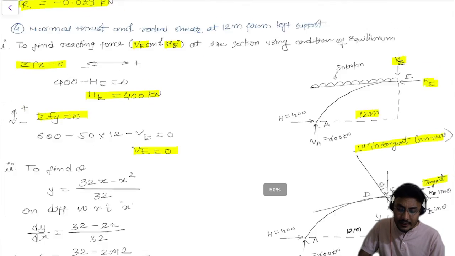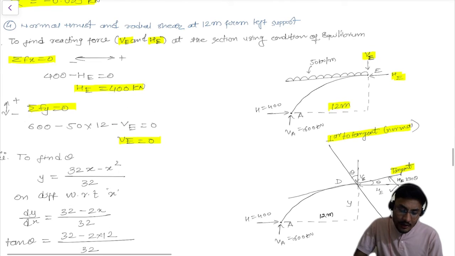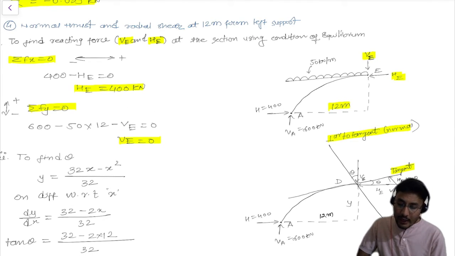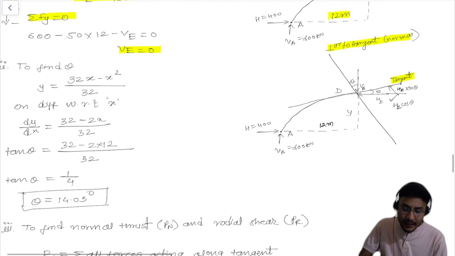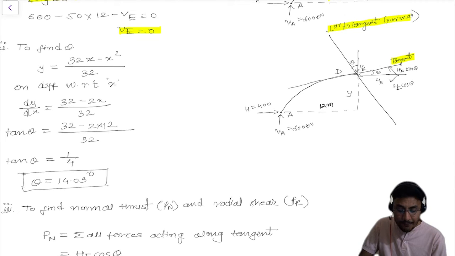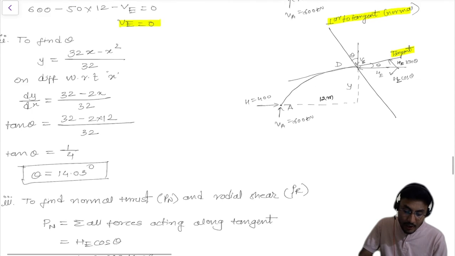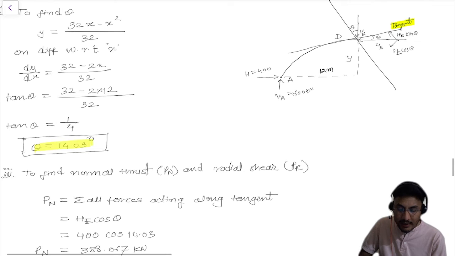So I have done nothing, guys. You can just see the horizontal equation: 400 minus HE, you get 400. For vertical reactions: 600 minus 12 into 15 into 12 minus V is equal to 0. So now I am again differentiating this value of Y to get the value of theta. So I got the value of theta as 14.03 degrees. Is this very easy, guys, right?